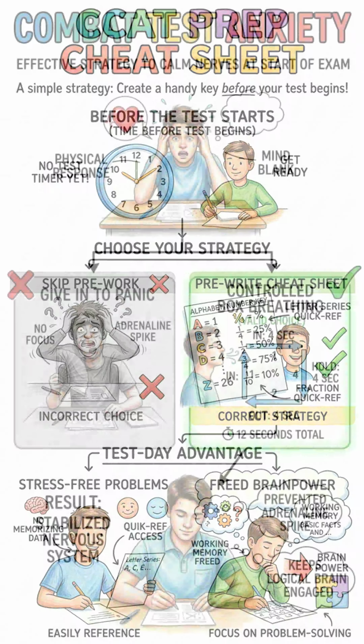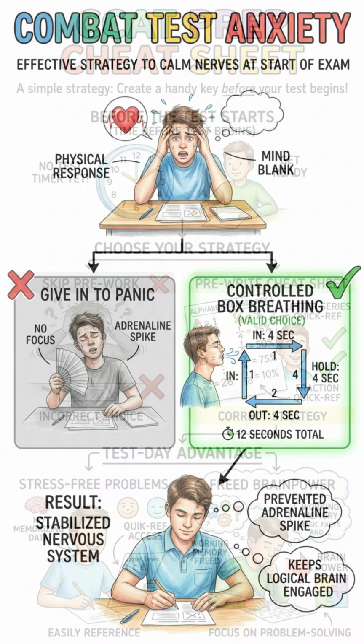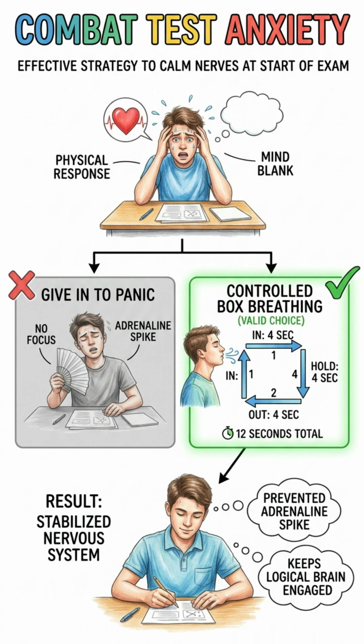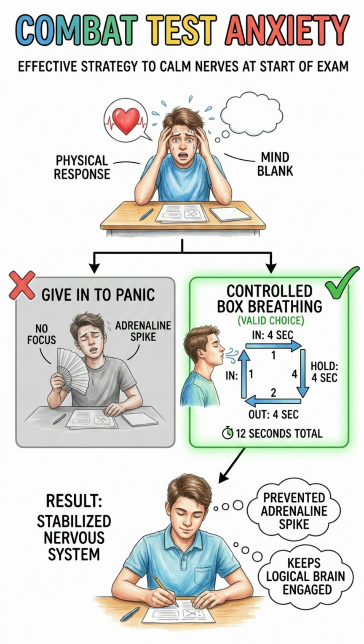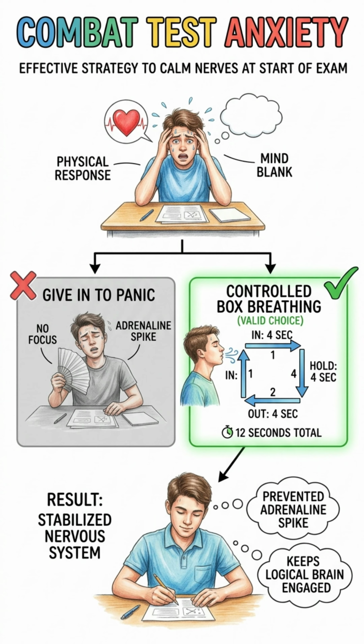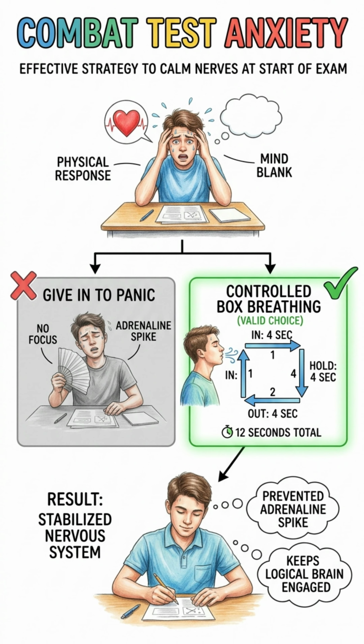Test anxiety is a very real physical response that can cause your mind to go completely blank, ruining all your hard preparation. The most effective way to combat test anxiety is through controlled box breathing during the first few seconds of the exam. Breathe in deeply for 4 seconds, hold it for 4 seconds, and exhale for 4 seconds to physically lower your heart rate. Taking just 12 seconds to stabilize your nervous system at the start will prevent a massive adrenaline spike and keep your logical brain engaged.